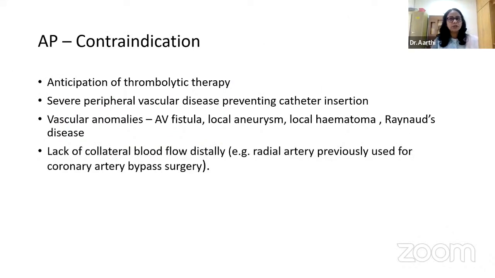With respect to arterial blood pressure monitoring, the contraindications are anticipated thrombolytic therapy, severe peripheral vascular disease preventing catheter insertion, vascular anomalies like local aneurysms or hematomas, and lack of collateral blood flow. For example, when the radial artery has been used for a previous coronary artery bypass grafting.